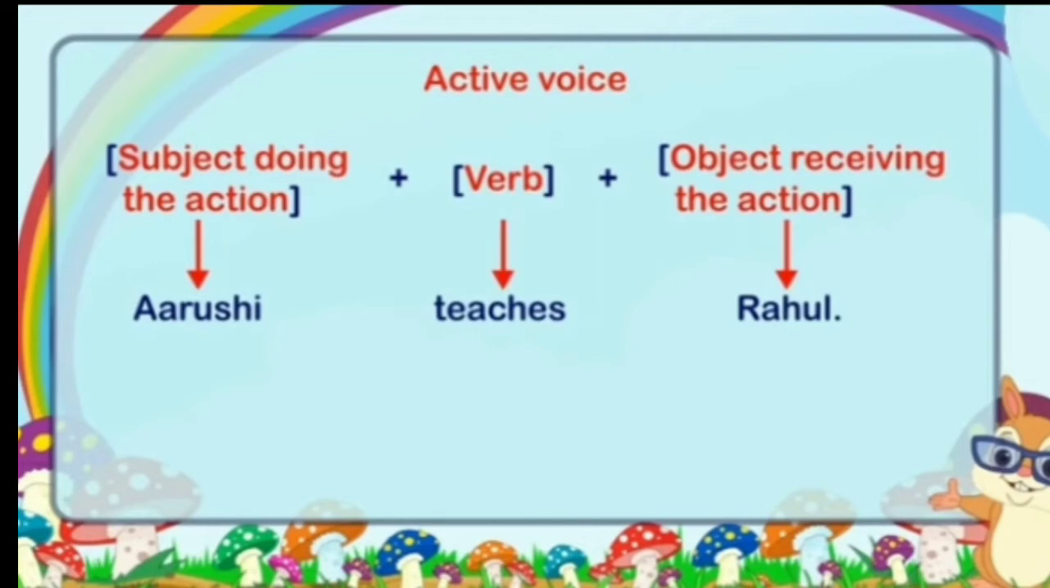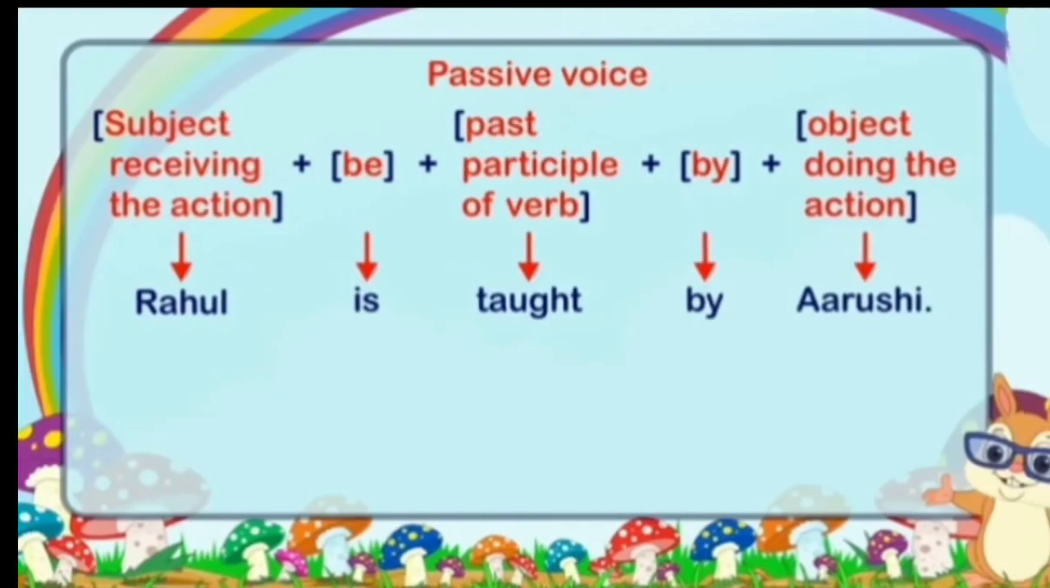In the active voice, we have the simple format like we use in tenses: subject, meaning the doer, plus verb, and then object. One example is Arushi teaches Rahul, or we can take Renu plays tennis. Now, if we want to change it into passive voice, there are certain changes we need to make. First, we flip-flop the subject and the object. That is, Arushi comes in the place of the object and Rahul comes in the place of the subject.